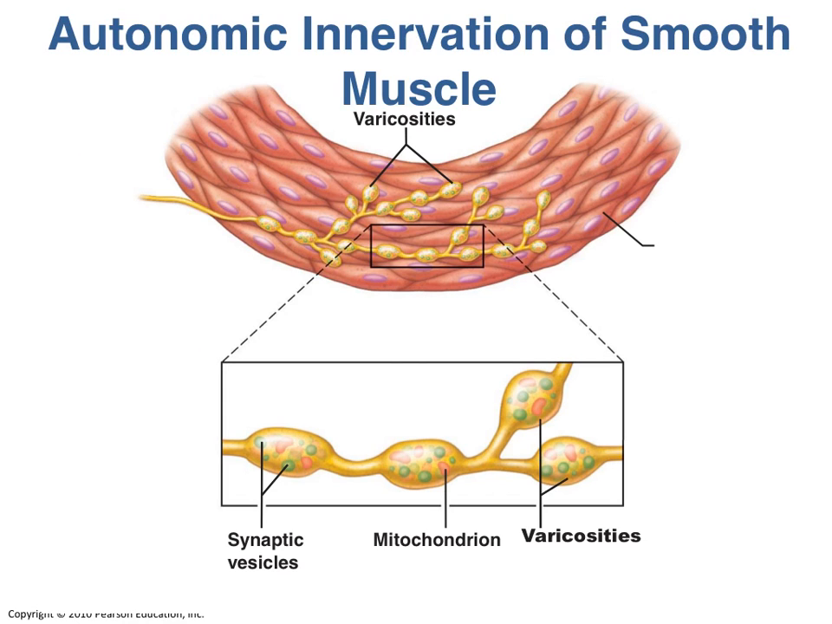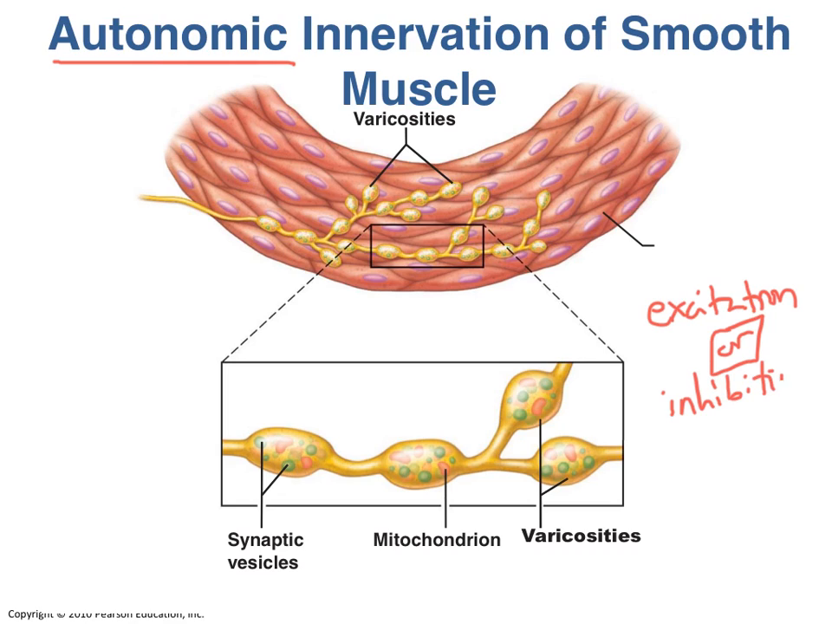Smooth muscle is innervated by cells of your autonomic nervous system. The autonomic nervous system is basically your involuntary nervous system. It's not under conscious control. And one of the ways that this innervation differs significantly from skeletal muscle innervation is that you can have either excitation or inhibition. Excitation means activation, telling the muscles to contract. And inhibition is blocking contraction or slowing down contraction.